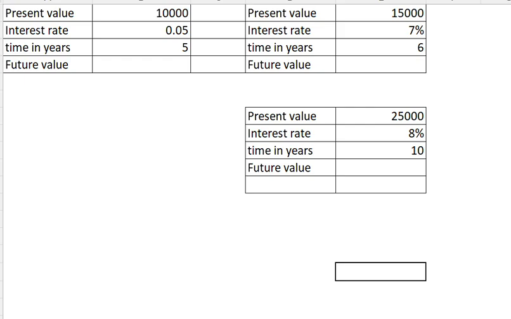So today we will be learning how to calculate the future value and the present value of the investment using Excel.